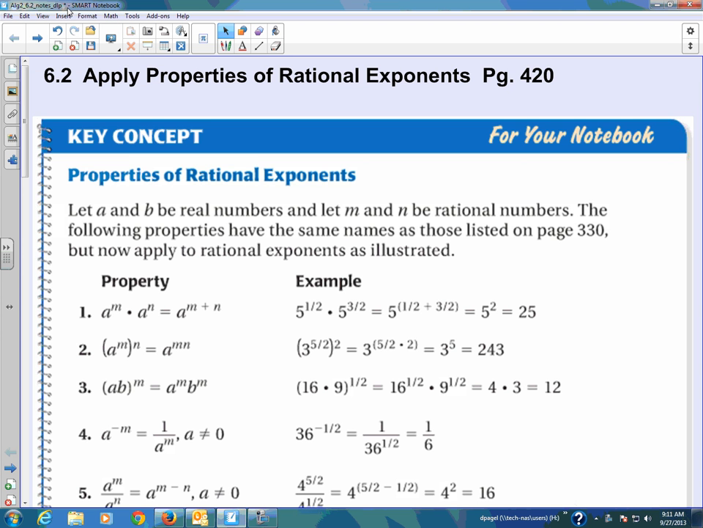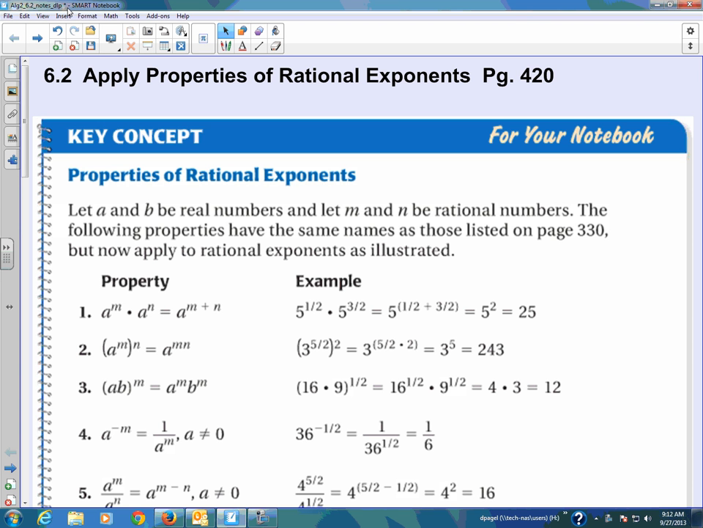Section 6.2, Algebra 2, applying properties of rational exponents. This is a little bit of a challenging section. It is definitely going to test your knowledge of our properties of exponents, and we're going to take a look at how exponents and radicals are related. It's a good thinker section, so you're definitely going to have to be paying attention to what you're working with here.